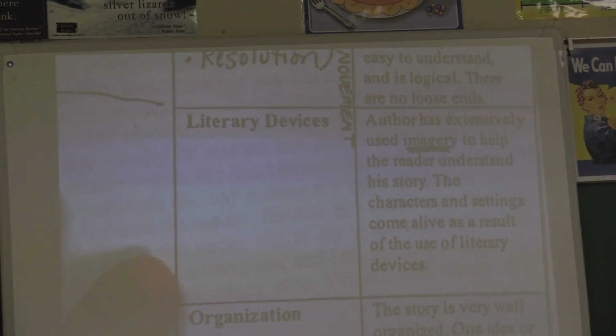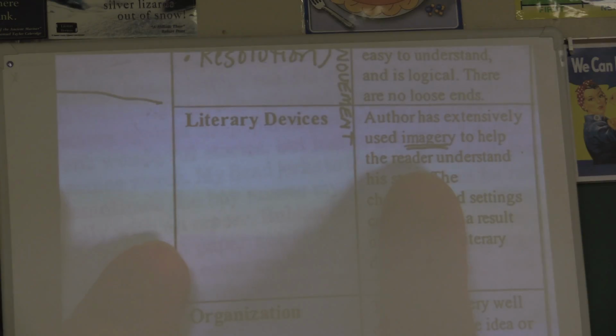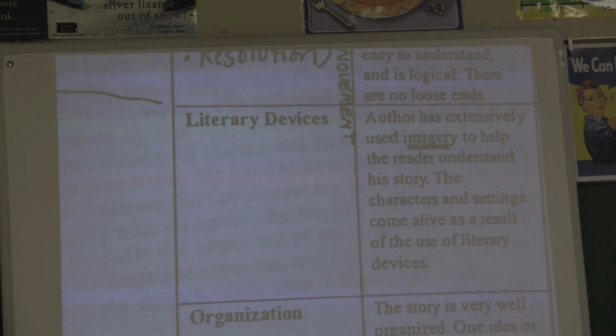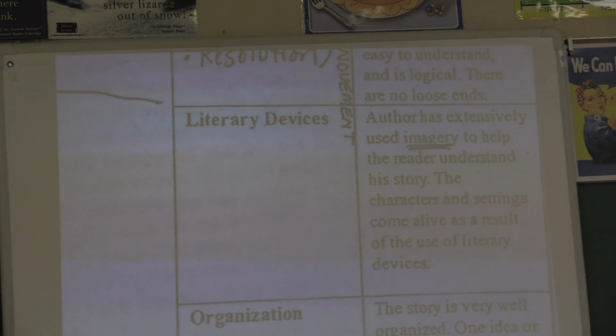Literary devices. The author has extensively used imagery. Imagery are things that appeal to your senses of sight, sound, smell, taste, and feel, right? The characters and setting come alive because of these literary devices that you've used.